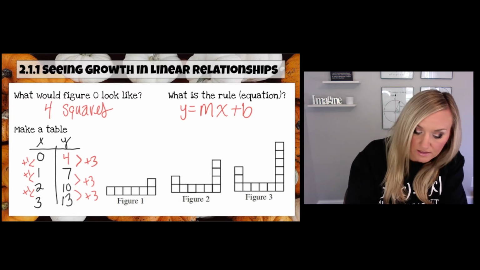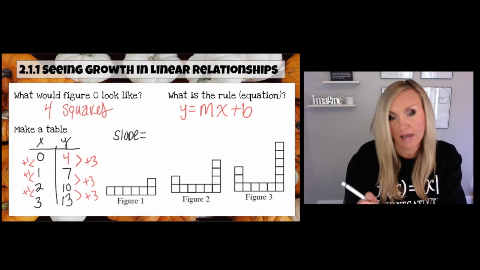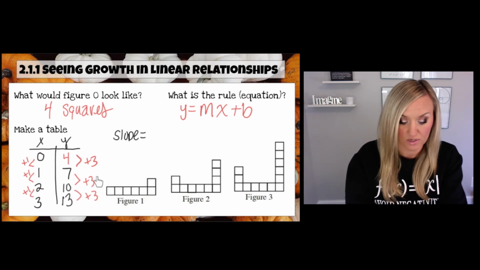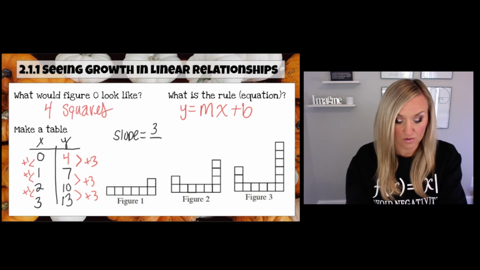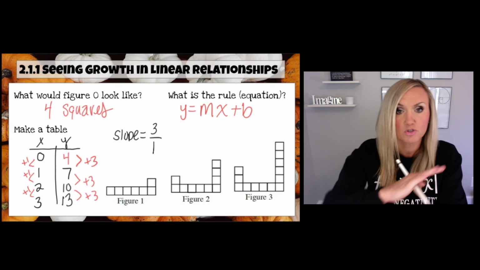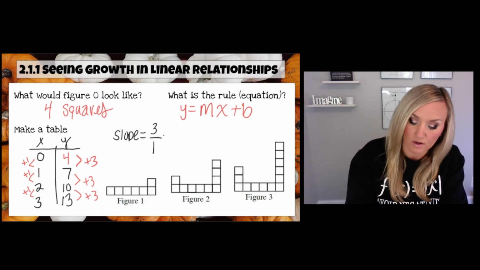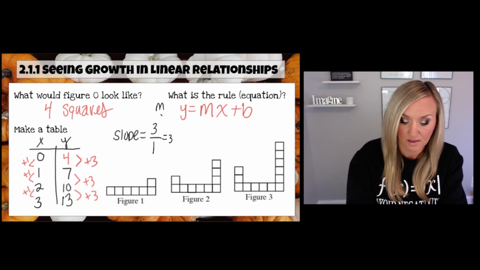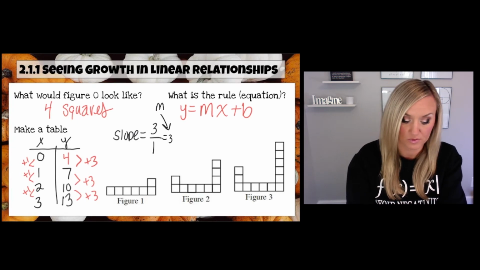So I'm going to write that kind of like in the middle. The slope is how the y is changing. And if you notice, the y is changing by 3 each time. So I'm going to write 3. And then how are the x's changing? Well, they're changing by 1. And those two numbers are always dividing in slope, and it is 3 divided by 1, which is 3. Now that's our m. M is slope in the slope-intercept form, which is y equals mx plus b.